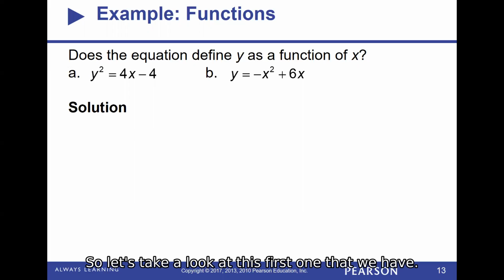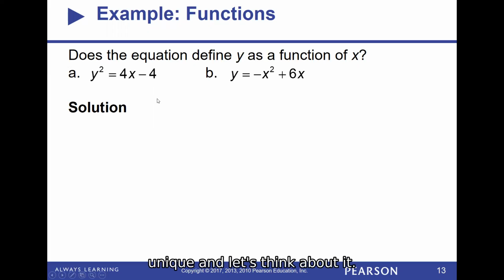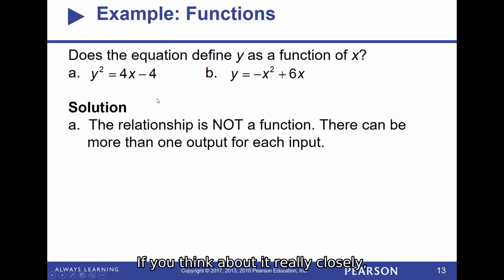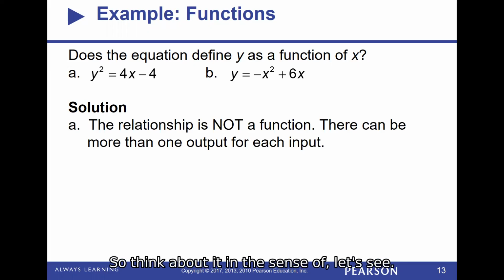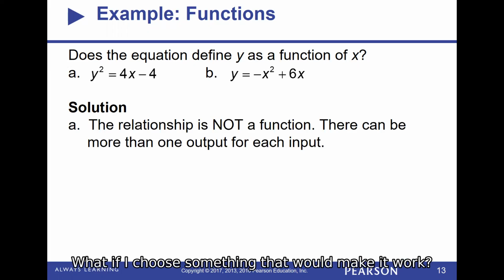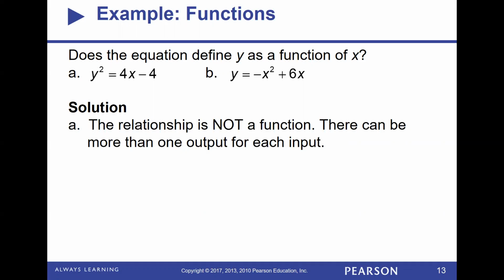So let's take a look at this first one that we have. Now, this one is a little unique, and let's think about it. If you think about it really closely, the relationship is not a function. And how can it not be a function? Well, there can be more than one output for every input. So think about it in the sense of, let's see, what if I choose something that would make it work? What if I choose 3?